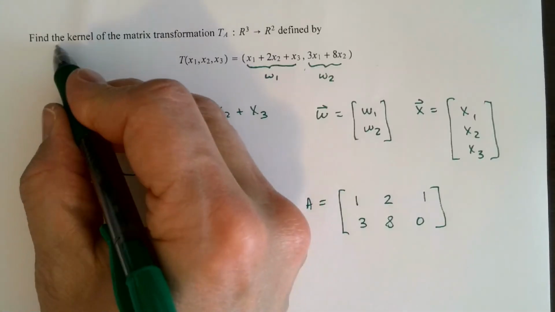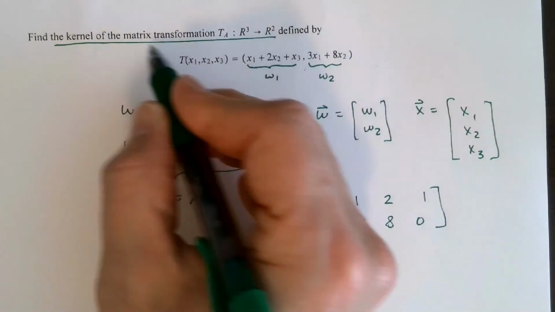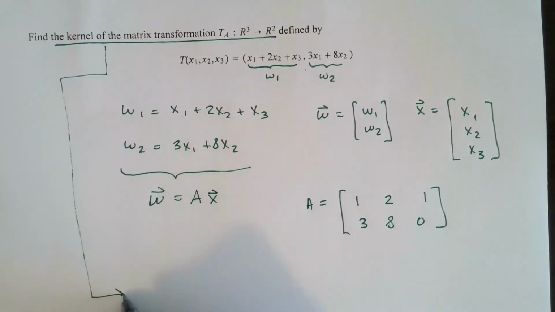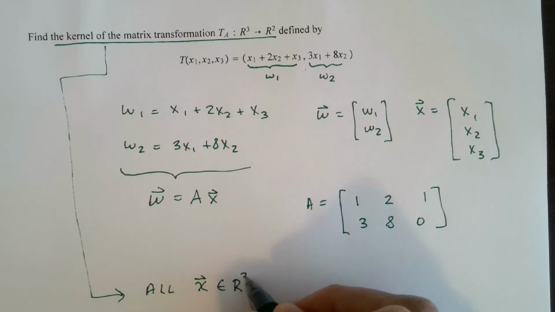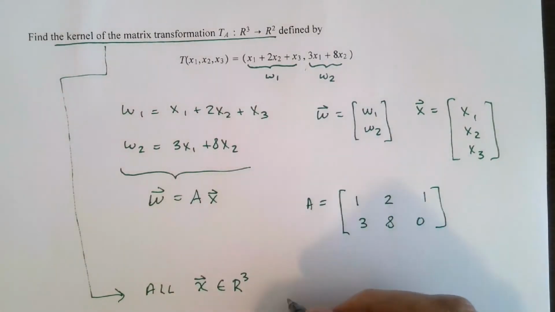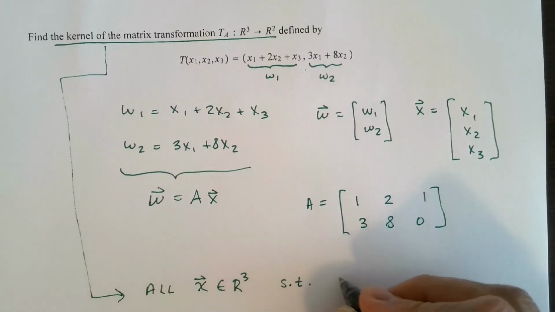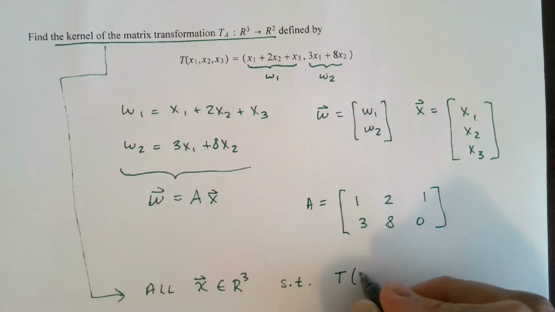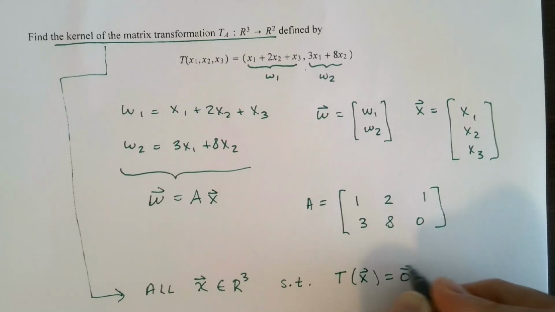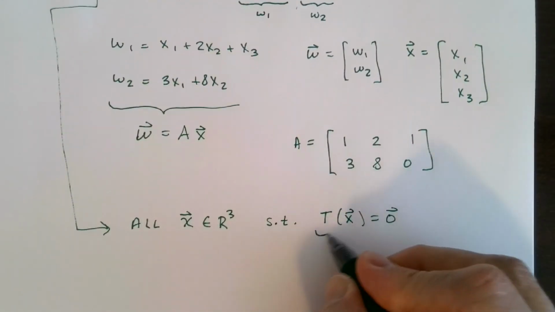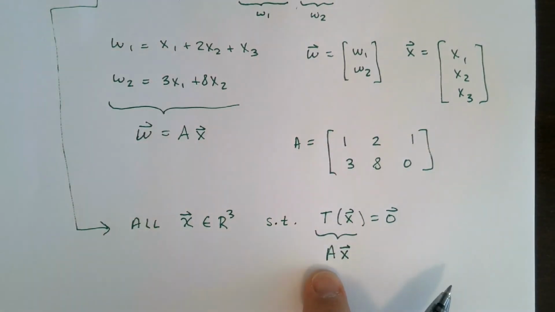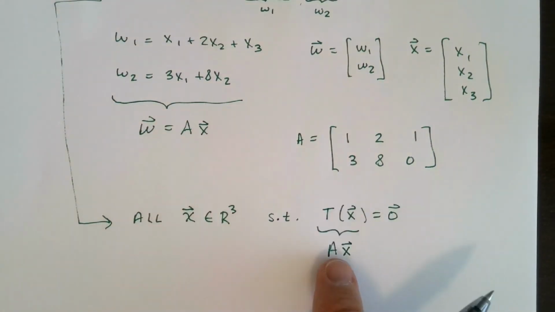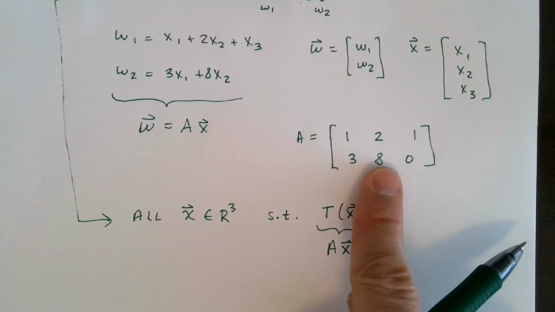So the kernel of the matrix transformation, what is that going to be? This is all vectors X in 3 space, which is our domain, where we're mapping from, such that T of X equals 0, the output equals the 0 vector. And this T of X, what is that? Well, that's nothing more than matrix multiplication, A times X. So, in other words, we're just solving the system AX equals 0, where A is this matrix.